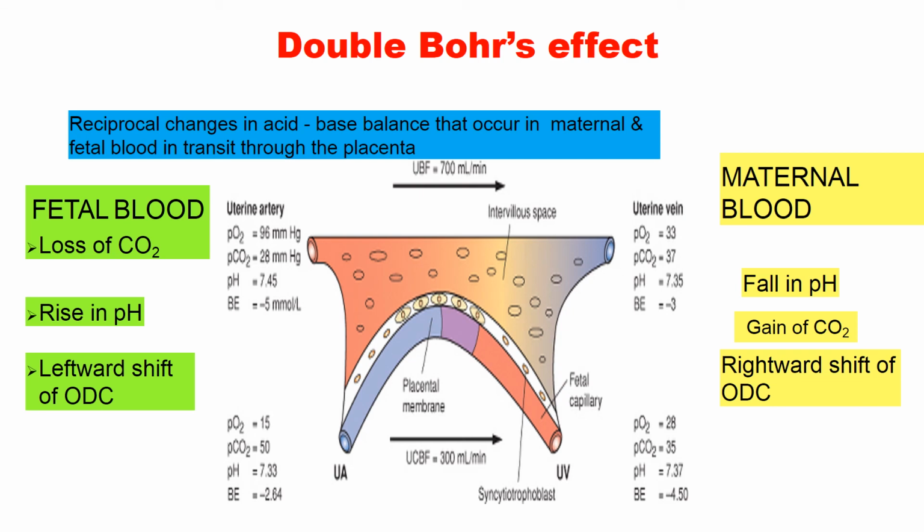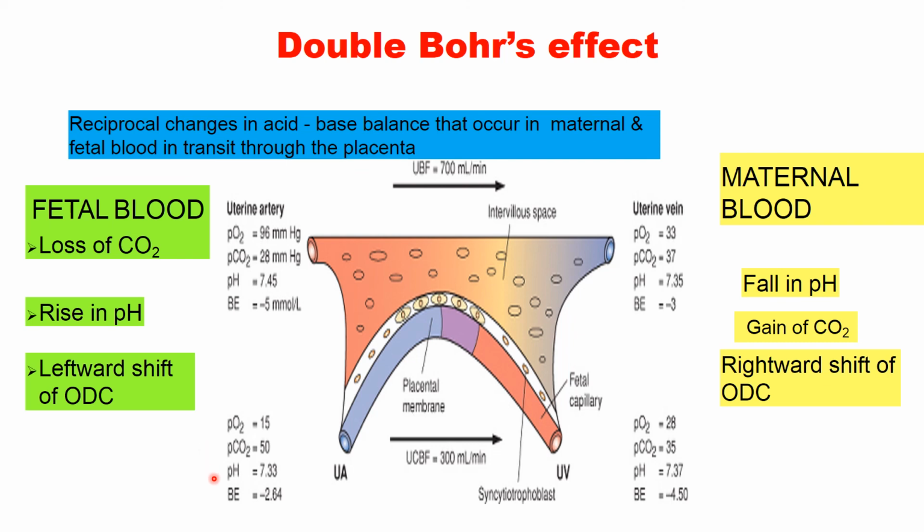So to understand the double Bohr's effect, we know that the maternal blood is providing the nutrients to the fetus and also responsible for the excretion of the waste products from the fetus. So you can see the values in the uterine vein on the maternal side and uterine artery on the fetal side. You can see that oxygen has a partial pressure of 15 here, and on the maternal side it is 28. So oxygen is moving from high pressure gradient from the mother to fetus. Next is carbon dioxide. The carbon dioxide is diffusing from high pressure gradient from the fetal side to the maternal side, so there is loss of carbon dioxide.